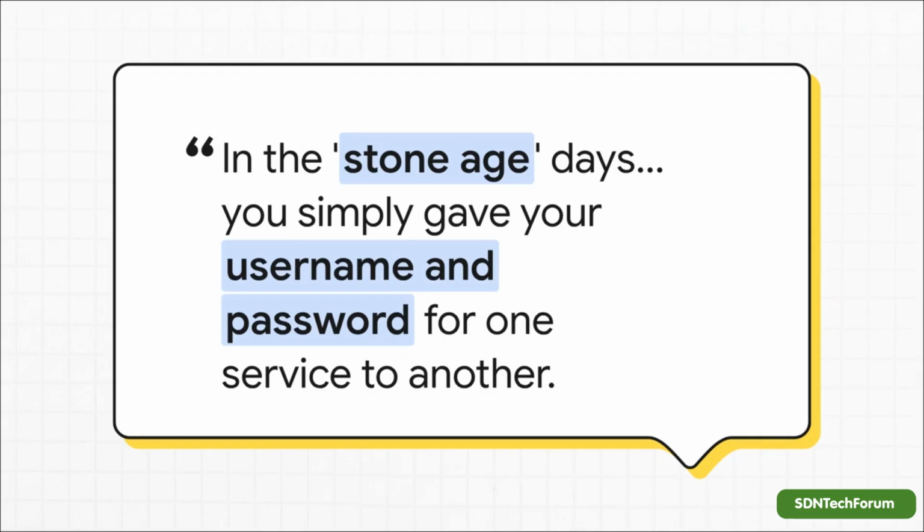It wasn't always this slick. Way back in the internet's Stone Age, the method was honestly kind of terrifying. Let's say a new app, we'll call it Terrible Pun of the Day, wanted to access your Google contacts. It would literally just ask for your Gmail username and your password. You just type it in and hand over the keys to your entire digital life.